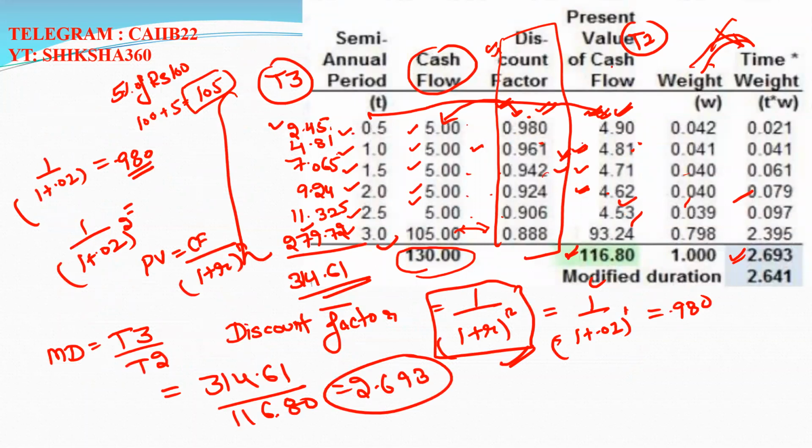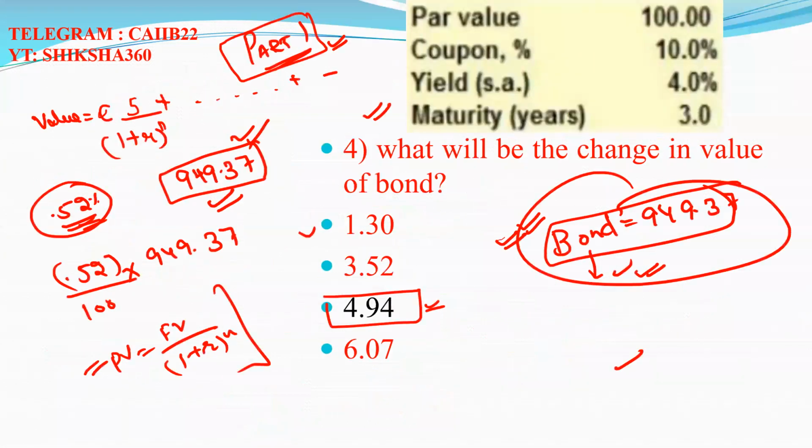This is the way. So what we have to do here is this one upon this one; this one is the present cash value. There will be a little more calculation, so I will explain in the group. If the value of the bond is 949.37, we will get the change in the value of the bond as 4.94. One concept is left, how we can calculate the bond, and I will explain it in another question.